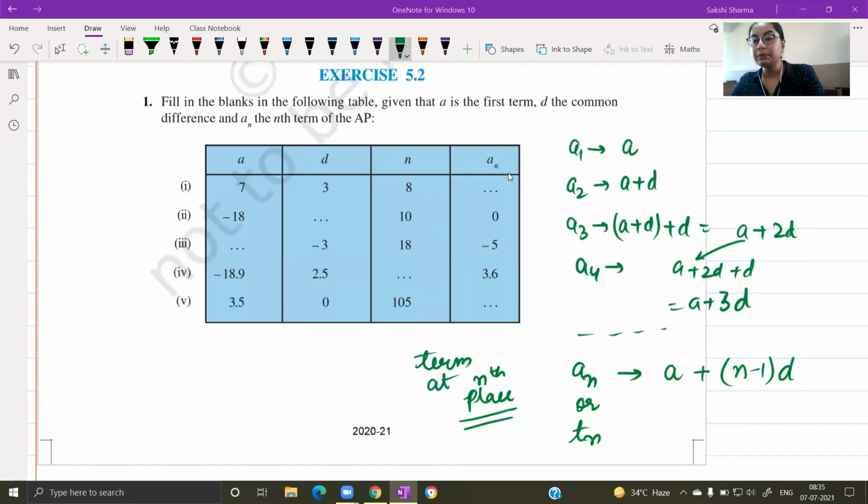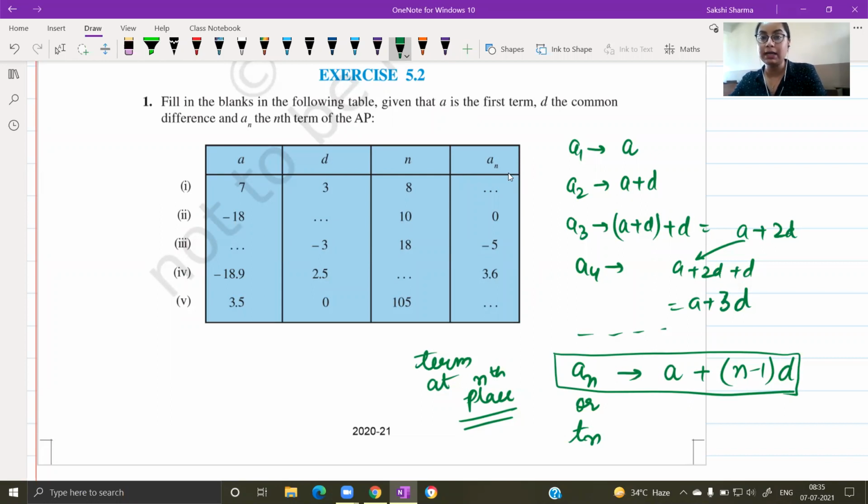The formula we will be using to work on questions in this exercise is this. Most of the questions you can solve by using just this formula. First question here, you have to complete this table. As you can see, the columns contain the values used in the formula.